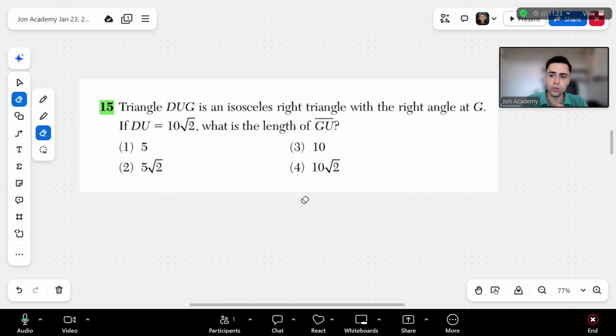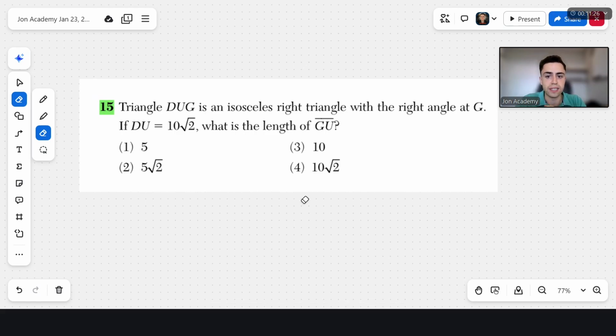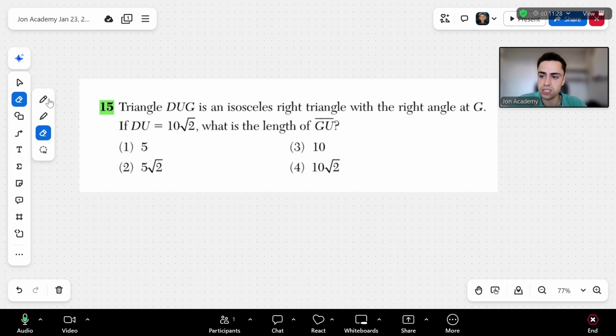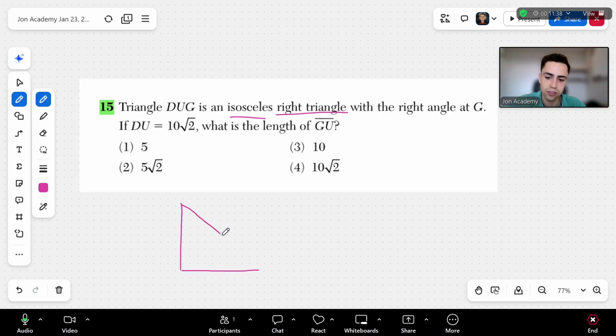Now let's continue with this one, which talks about an isosceles triangle, no? So let's try to draw that. It's an isosceles right triangle. This means it's going to be looking something like this. The two equal sides are the cateads or the legs, no? And the one different is the hypotenuse. So we have here the right angle and it's at G.